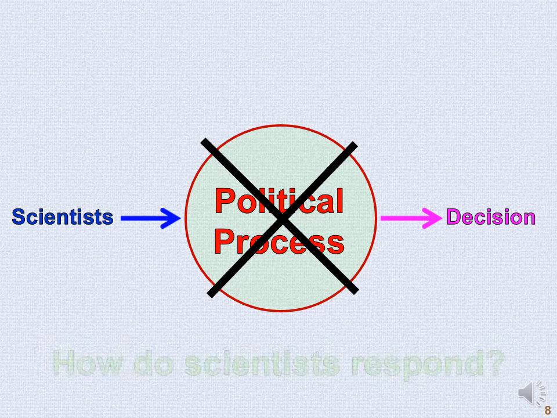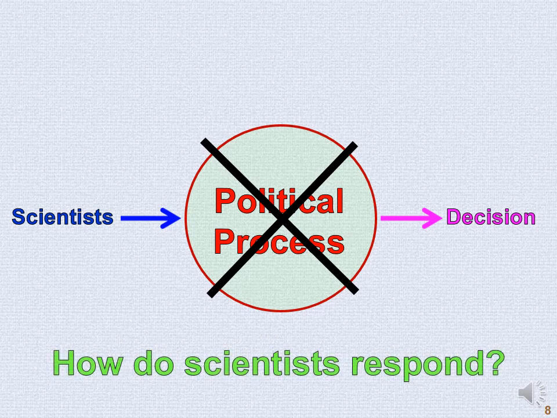Well, I'm here to disabuse you today: this is not the way the world typically works. The linear model, the information deficit model, is not the way the world works for policy issues, except for the most trivial ones. And how do scientists respond when they first realize this is not the way the world works in reality? Well, I would characterize the response something like this.